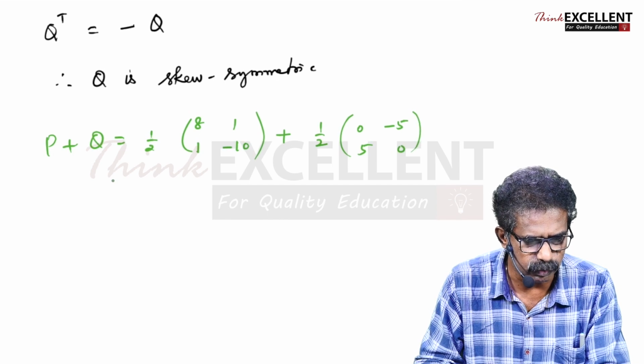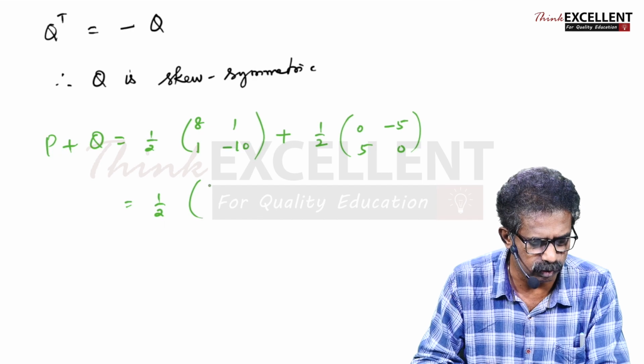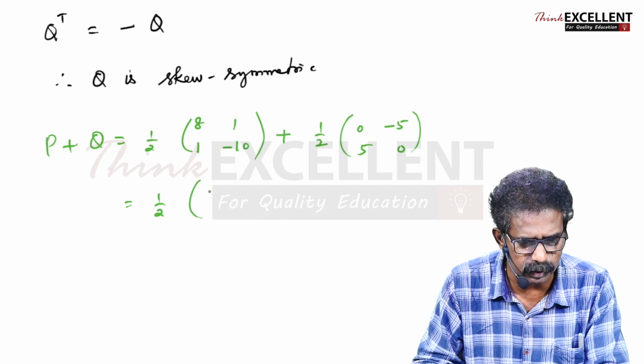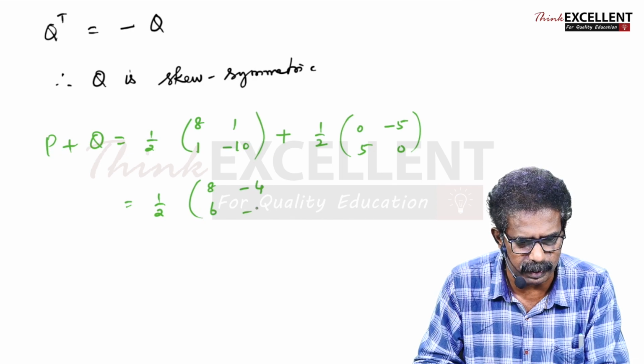Now you add it. When you add, you can take half is common, right? So half into. If you add 8 plus 0, it is 8. 1 minus 5, it is minus 4. And 1 plus 5, it is 6. Minus 5 plus minus 10 plus 0, it is minus 10.